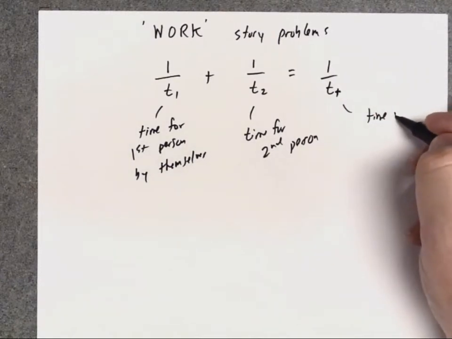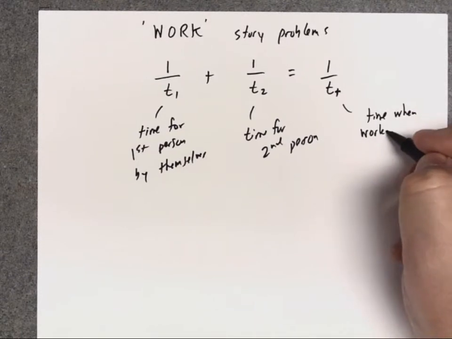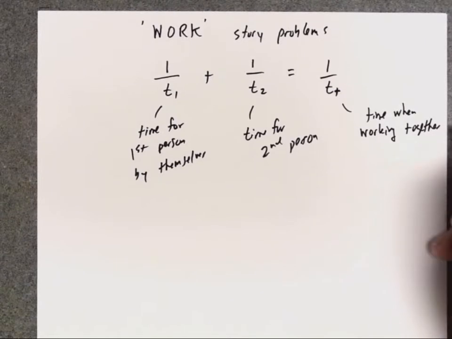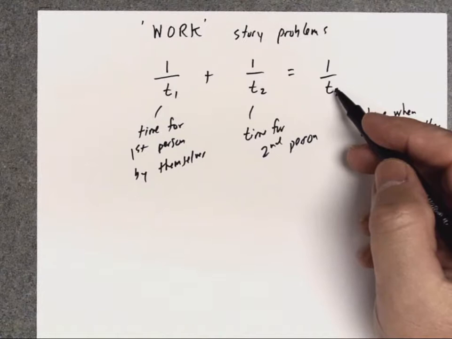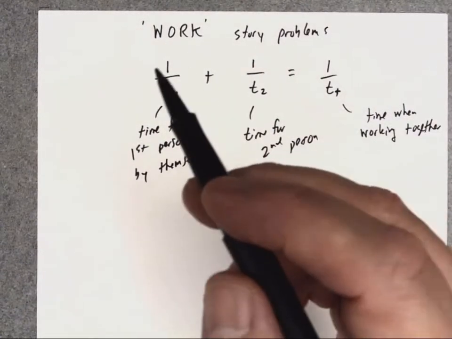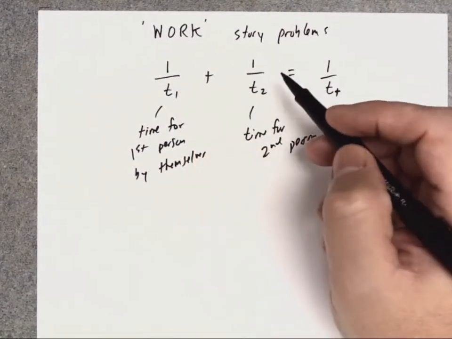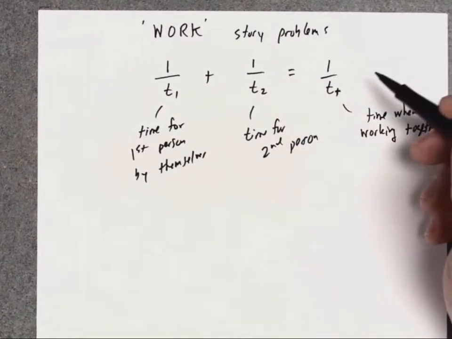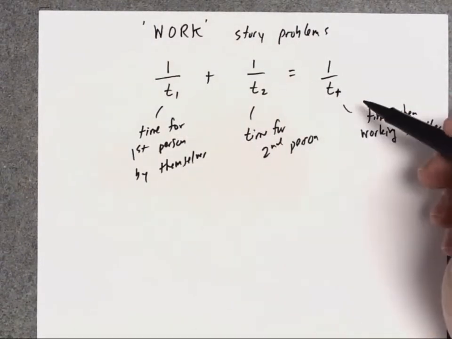when working together. So this T sub T is like the together time, right? And that's what these problems are like. They usually give you the time of the first person to do the job by themselves, and then they'll give you the time of the second person to do the job by themselves, and they ask you for the time to do the job if they work together. Those are the 3 times.